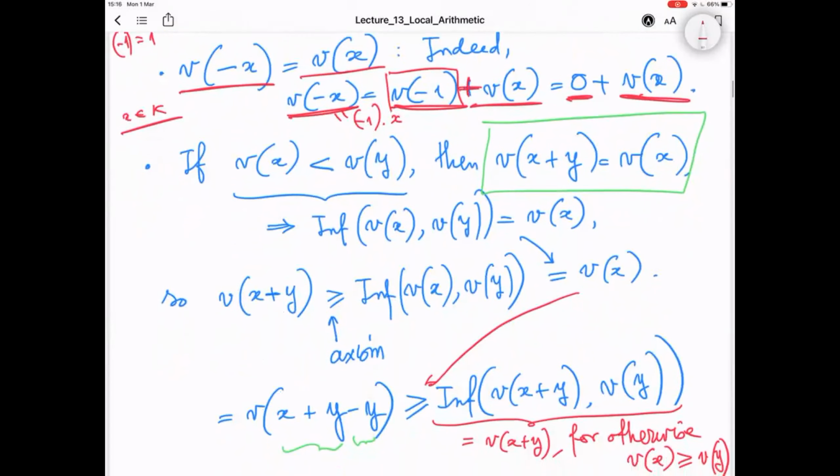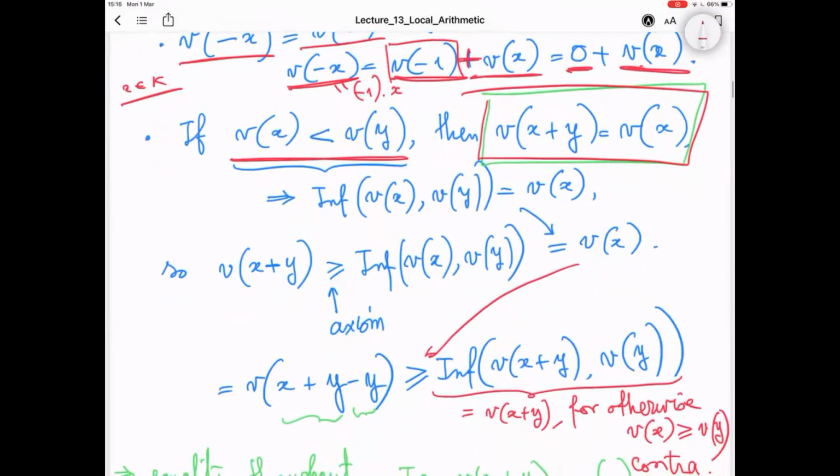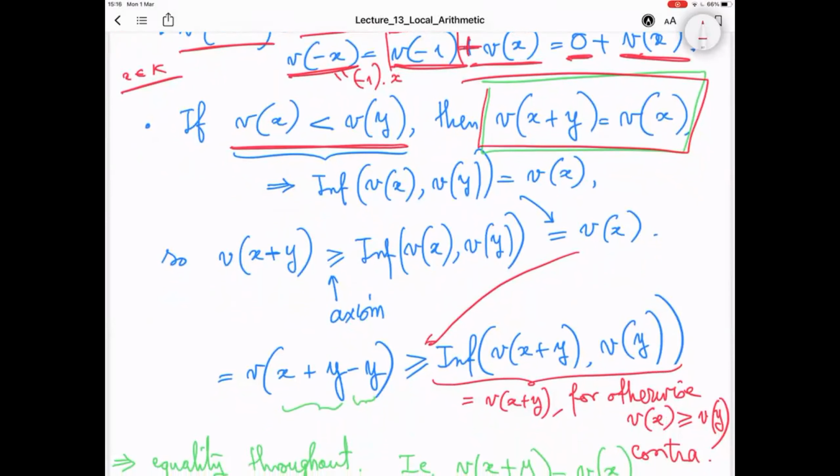Now here is something which is very useful. It says that if V of x is strictly less than V of y, then V of x plus y is actually equal to V of x. Of course, V of x strictly less than V of y means that the infimum, the smaller of these two, is V of x. That's what the hypothesis is saying.